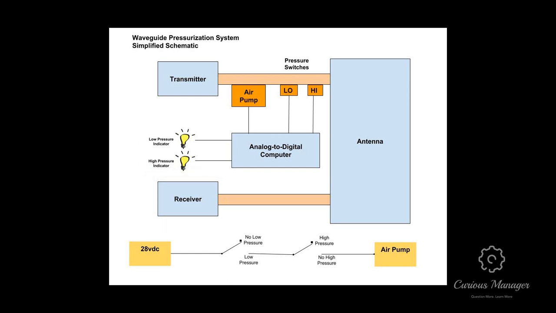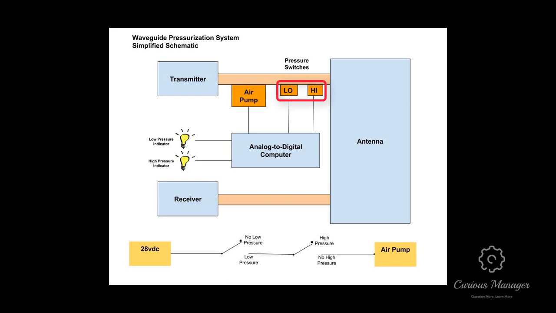So the waveguide pressurization system is basically operated by an air pump which pumps air into the waveguides, and generally it always pumps pressure above the outside pressure so that the pressure differential is always greater inside the waveguides. And you have a low pressure switch and a high pressure switch. Low pressure switch opens when the pressure is low. High pressure switch opens when the pressure is high. In some systems it could be swapped.